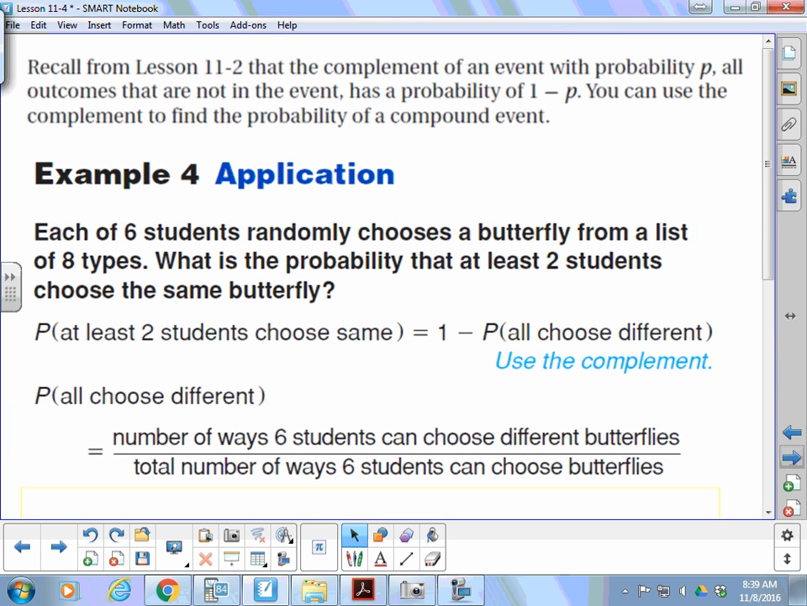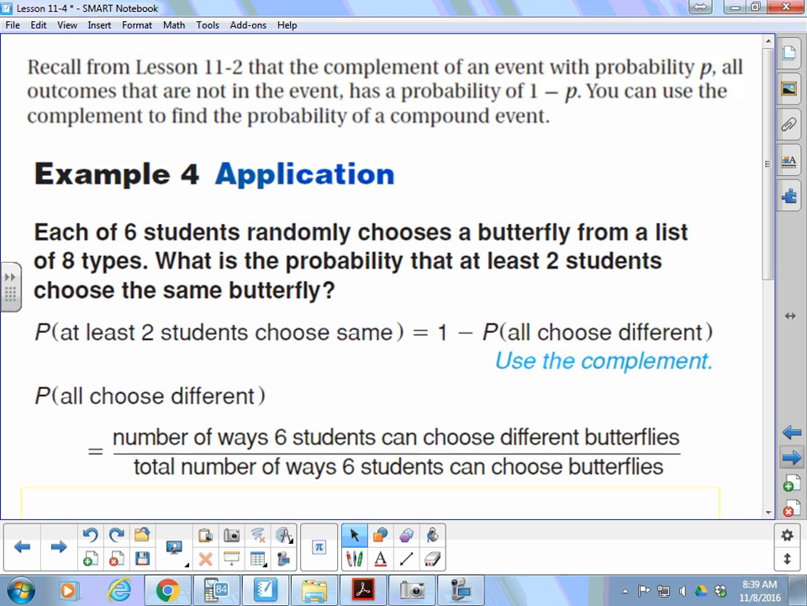Okay. All right, recall from lesson 11.2 that the complement of an event with a probability of P, all outcomes that are not in the event, has a probability of 1 minus P. You can use the complement to find the probability of a compound event. So here we have each of 6 students randomly choose a butterfly from a list of 8 types. What is the probability that at least 2 students choose the same butterfly?